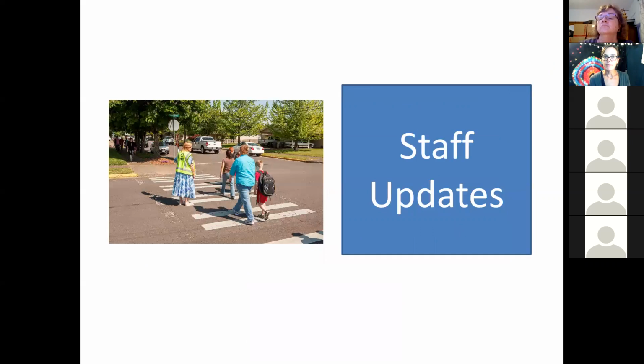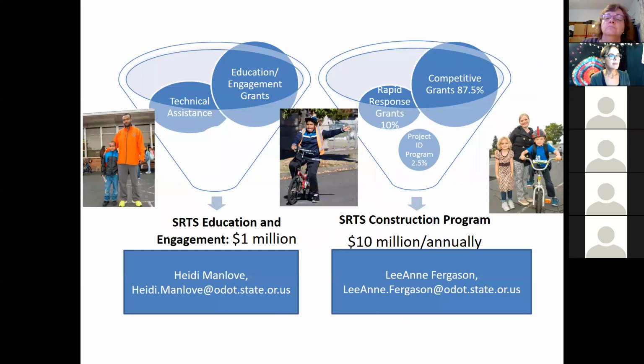We have a little time for a couple of quick staff updates. Again, our Safe Routes to School program here at ODOT is built on 2 different divisions, which makes us even better because we get more people involved in Safe Routes to School. We have Heidi Manlove over in the Transportation Safety Division with Tracy Pearl, and they have about $1 million to allocate to Safe Routes to School technical assistance as well as education and engagement grants.